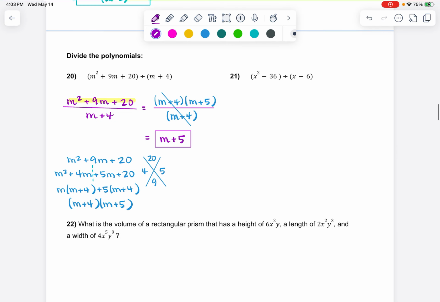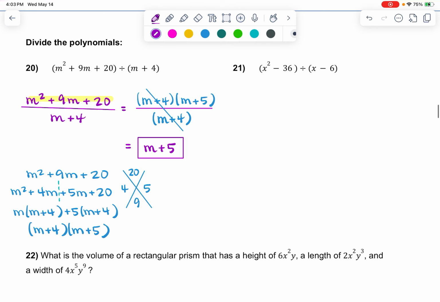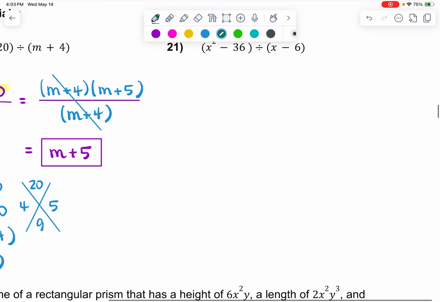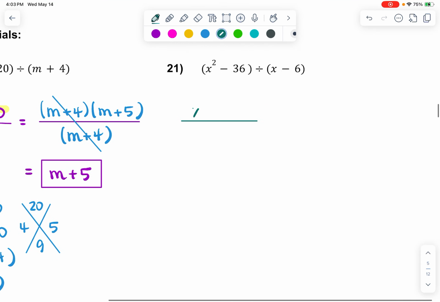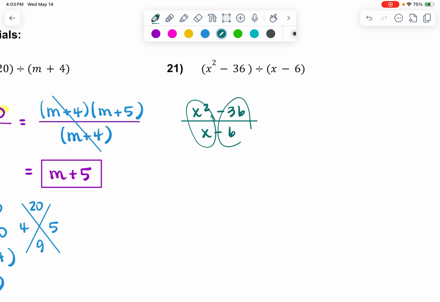All right, and then we do the exact same thing on number 21. All right, so here we go. I'm going to rewrite mine as a vertical division problem. So I'm dividing by x minus 6. Again, do not reduce. You cannot do that, right? You cannot reduce terms. You can only cancel factors, right?